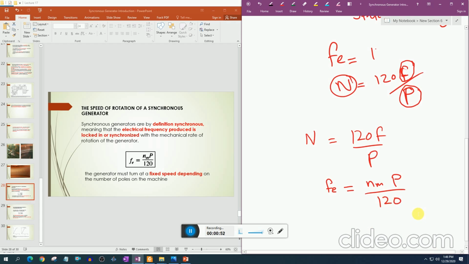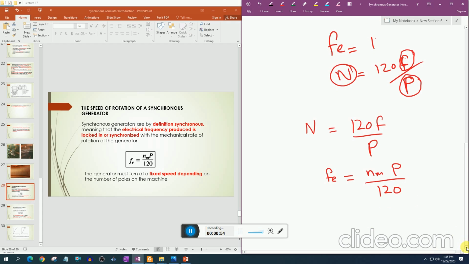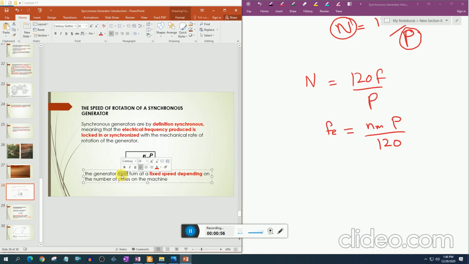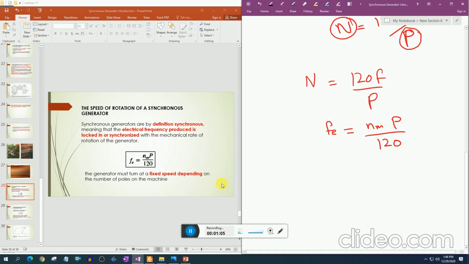But here one thing is very important, that the generator must turn at a fixed speed depending on the number of poles on the machine. As I showed you in the picture of the pole, the number of poles is already fixed on the rotor during the construction phase. So this is fixed, and the frequency is directly proportional to the speed. So the speed can control the frequency.